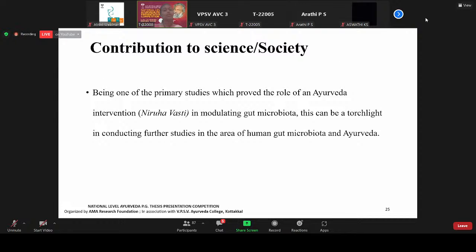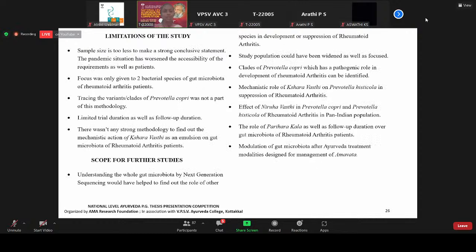Contributions to science: this is one of the primary studies which proved the role of an Ayurveda intervention, especially Niruhavasti, in modulating gut microbiota. This can be a torchlight in conducting further studies in the area of human gut microbiota and Ayurveda. Limitations of the study: the sample size was too small to make a strong conclusive statement. The pandemic situation worsened accessibility. The focus was given only to 2 bacterial species, and tracing the variants or clades of Prevotella copri was not a part of our methodology. The trial duration was limited, and there wasn't any strong methodology to find out the mechanistic action of Sharavasti as an emulsion on gut microbiota of RA.